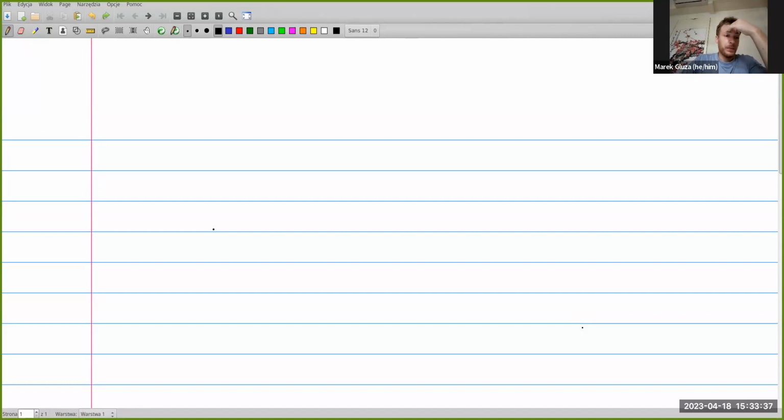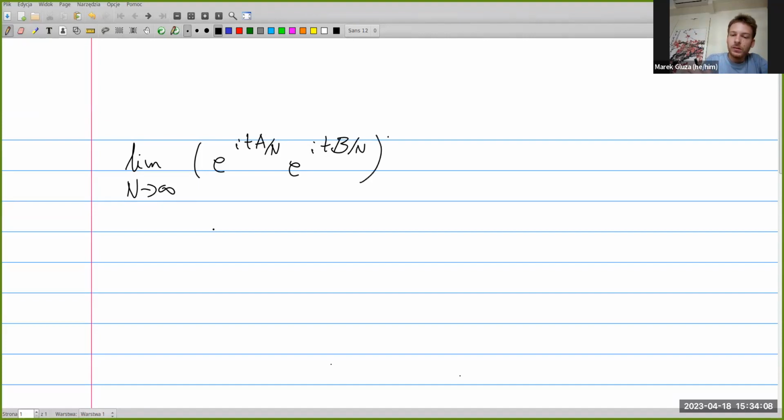Okay, so let's discuss a couple of examples, and we will be using those Trotter-Suzuki formulas. So we saw that the limit of n going to infinity of e^{i t a / n} e^{i t b / n} to the power n is e^{i t (a+b)}.